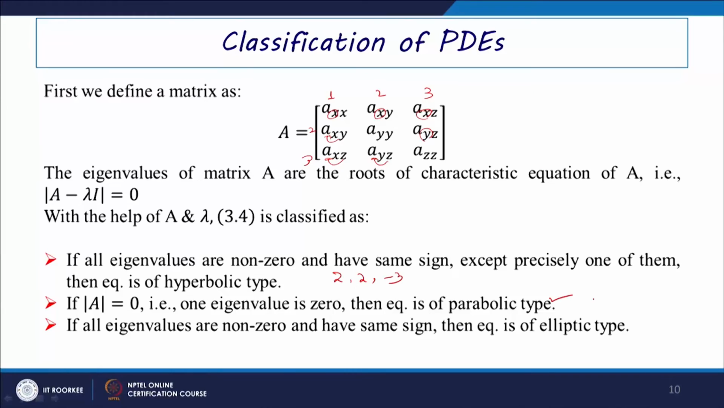Then we know that if this determinant equals 0, at least one of the eigenvalues is 0, and in that sense we can say that the system is parabolic in nature. But if all the eigenvalues are non-zero and have the same sign, then the equation is elliptic type. So, especially if we write this as 3, 3, 3 consecutive roots, then we can say that the system is elliptic in nature.